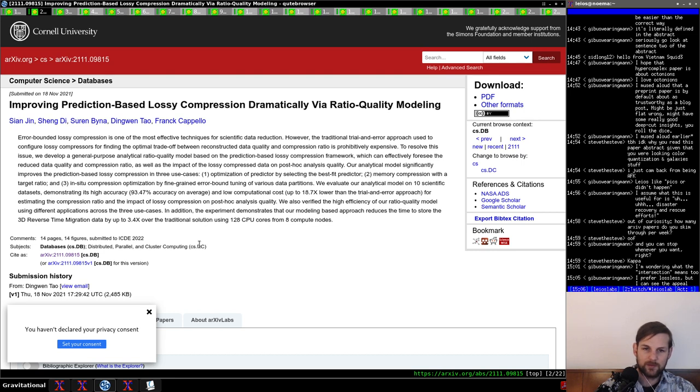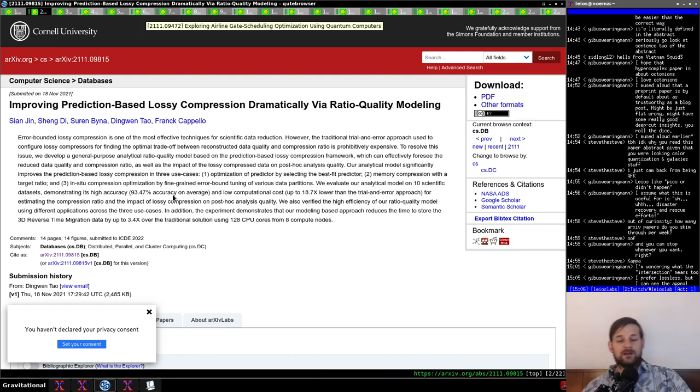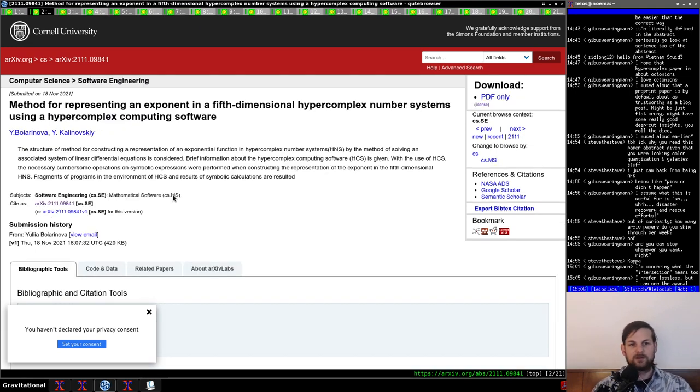In addition, the experiment demonstrates that our modeling-based approach reduces the time to store the 3D reverse time migration data by up to 3.4x over the traditional solution using a 128-core CPU from 8 compute nodes. Interesting. This is one of those that I'm glad to have read. I'm glad I know exists, but I'm probably not going to be spending time to look into. In fact, I'm not going to be reading any of these on stream. I just kind of wanted to look at them, to see what exists.